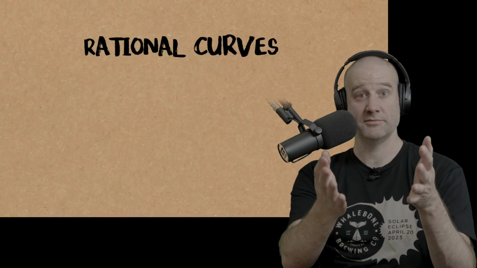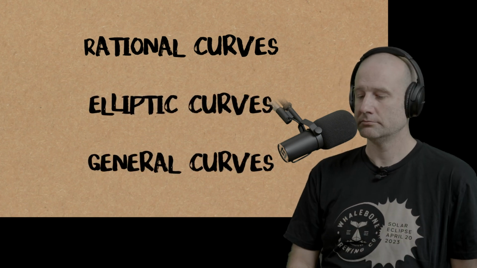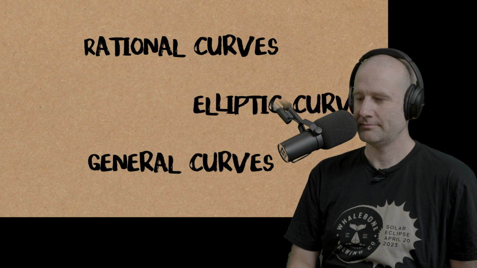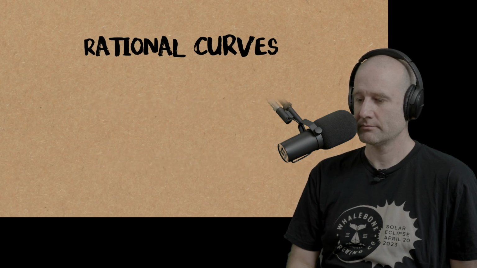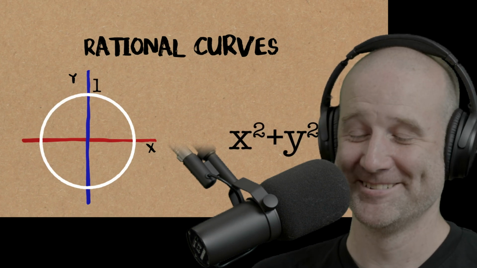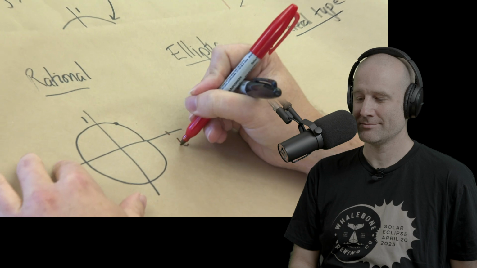This is something really important to bear in mind. Curves come in three flavors from this integer arithmetic point of view. The first one is called rational, and in fact, the circle that we were looking at before is a perfect example of a rational curve. What makes these curves special is that they have lots and lots of points that have either rational or integer coordinates.